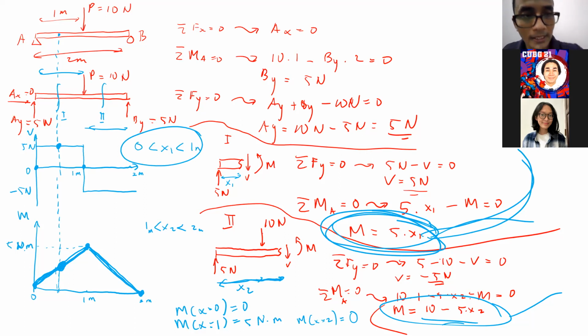Okay, so basically, after you find the diagram, you can find all the other location values for the internal force and internal moment, because we already have the equation like that. Okay, you get it, Nela? I think I understand, sir.